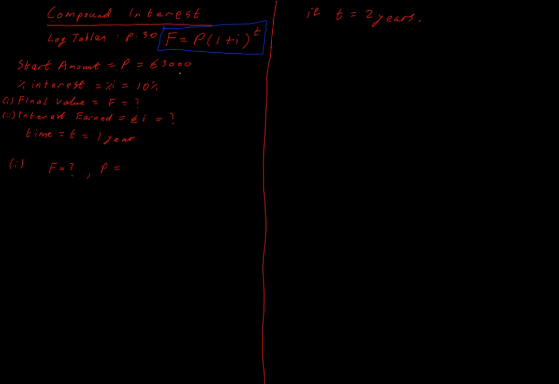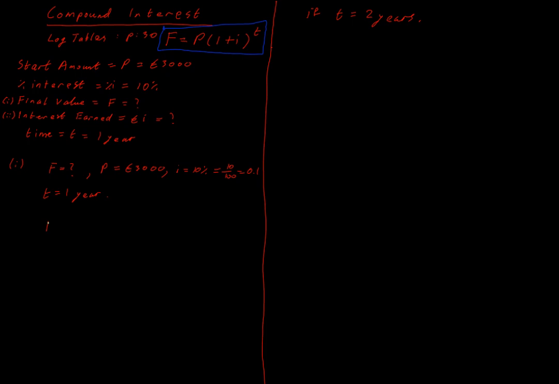P, the principal or the amount of money I started out with, was €3,000. I is the percentage interest, and it's 10%. And I know I don't like to work with percentages, so I'm going to put that in my calculator, 10 over 100. And I'm going to get that it's 0.1. So that's my interest, that little I. And T, that's an indice or a power, is going to be 1 in this question. And it's going to be 1 year. So this is what I've done. I have my formula. I've written down all the information I'm given in the question.